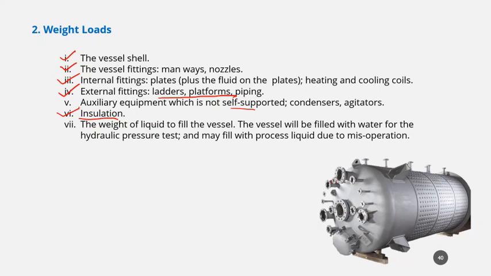And then we have the weight of the liquid to fill the vessel, basically the vessel content. Okay, the vessel will be filled with water for the hydrostatic pressure test, and it may be filled with the process liquid during operation. So to conduct the hydraulic pressure test, after we calculate the design pressure, the pressure vessel will be filled with water before we can conduct the test, which is based on the design pressure, to check and evaluate whether the pressure vessel can withstand a certain range of pressure, based on the design pressure.